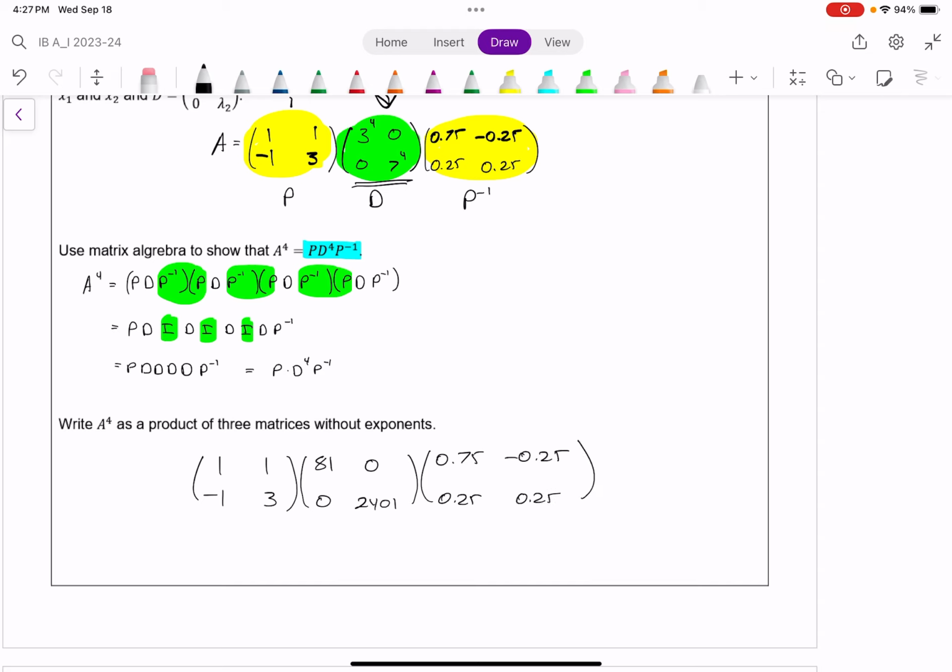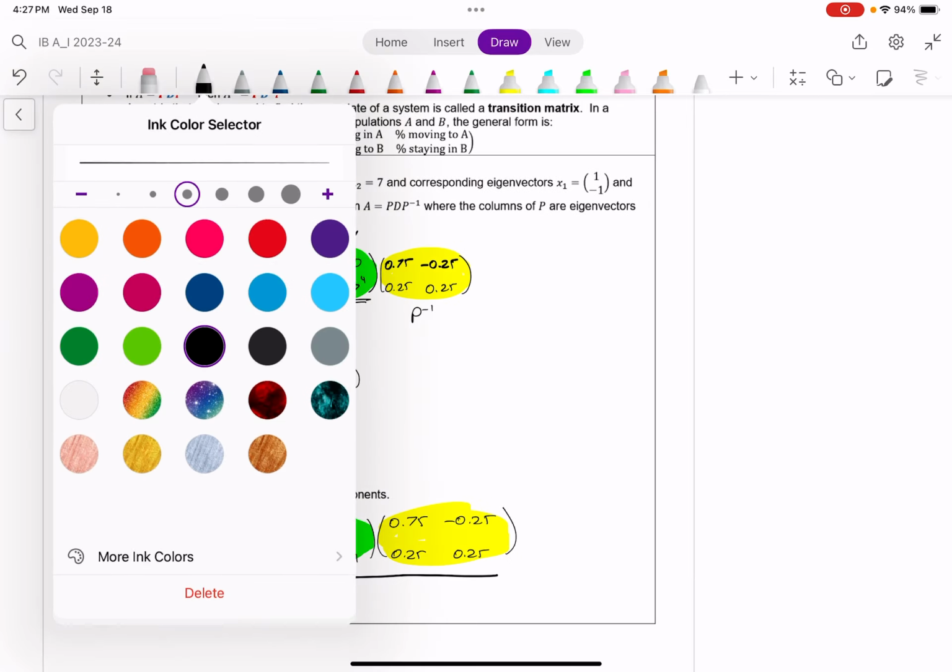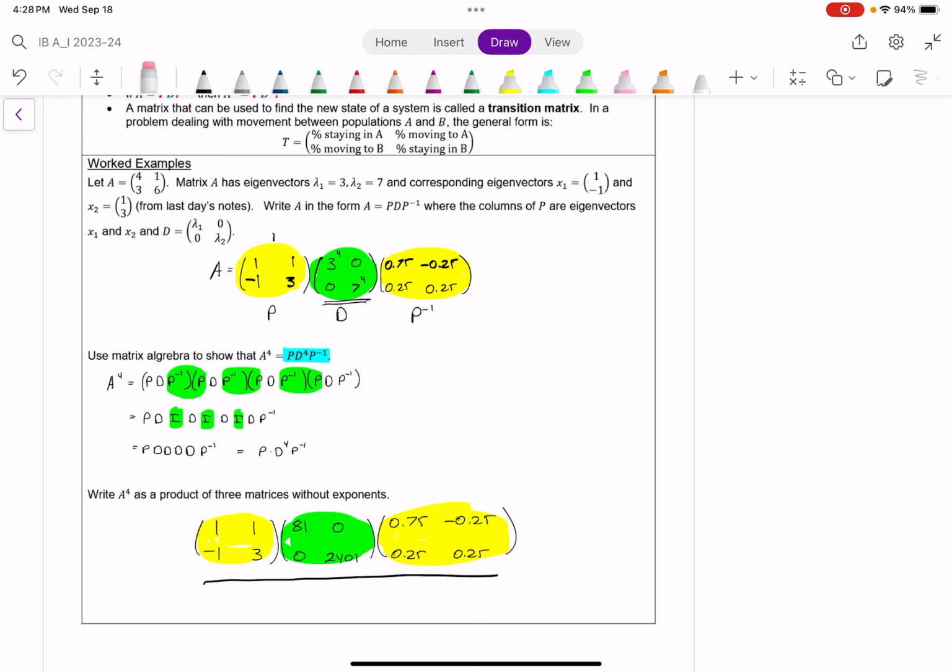And so keep in mind this here, this is that same matrix P. This is the inverse of that matrix P. This here is that diagonal matrix of eigenvalues raised to the power 4. And if you were to check on your GDC and you were to multiply all this out, you would get the exact same value as this matrix A raised to the power 4. All right, and that's the easy part.